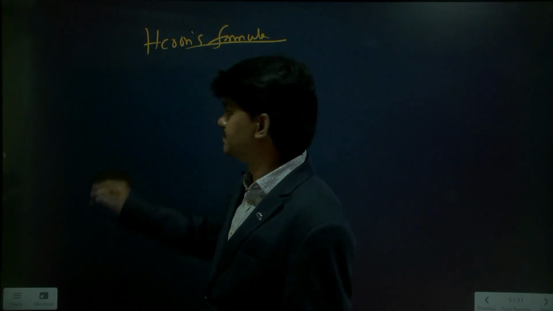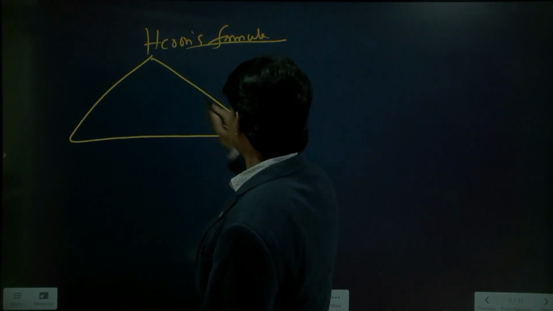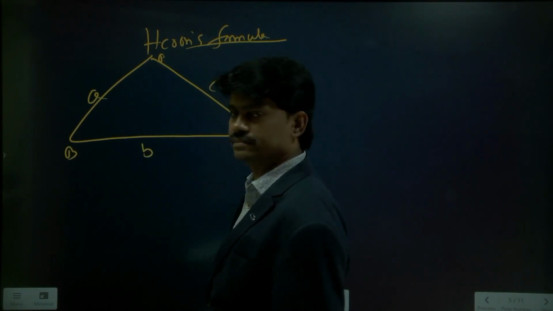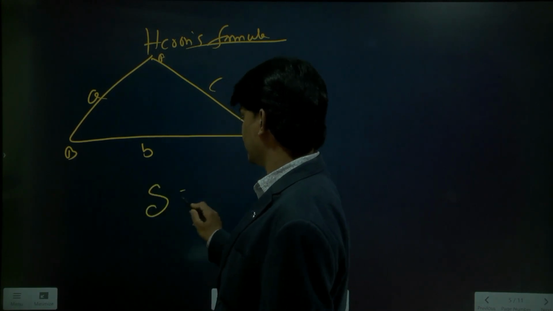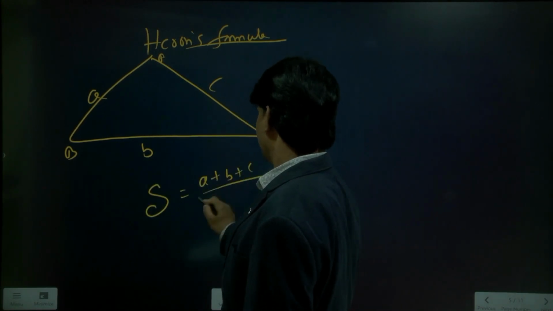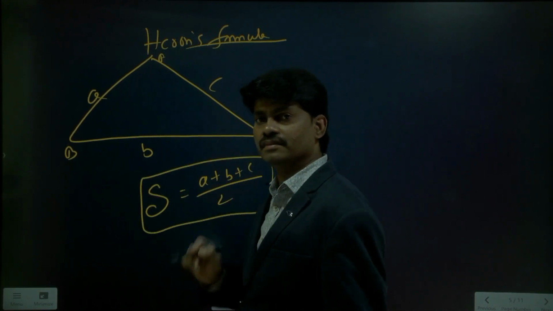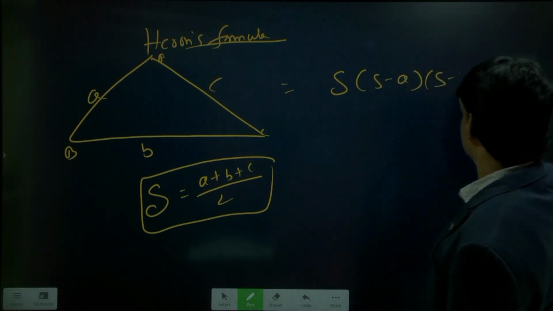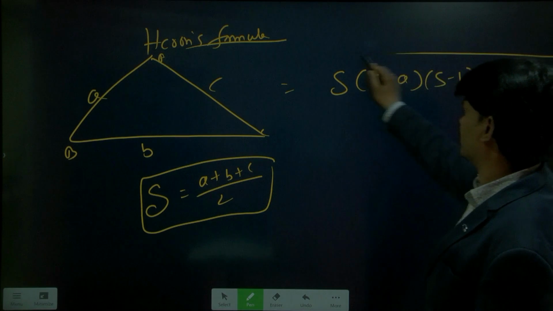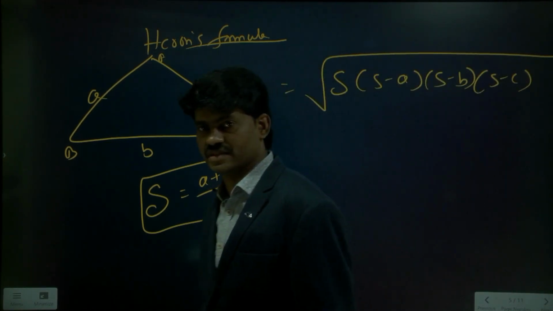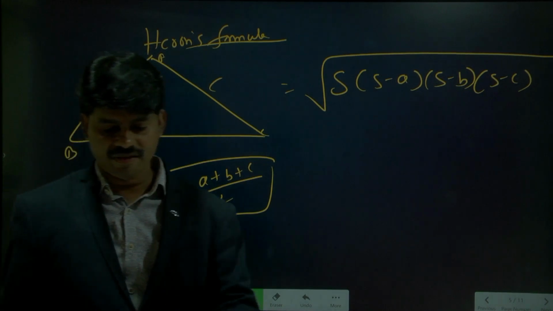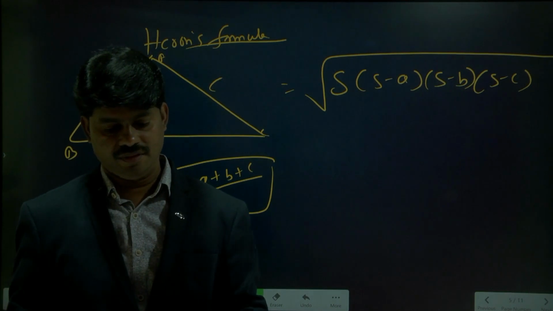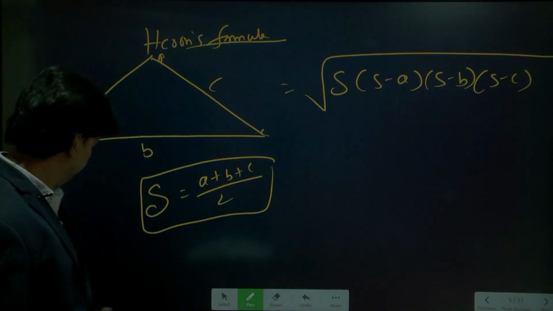What is the Heron formula? The sides of any triangle might be A, B, C, and the semi-perimeter S is A plus B plus C by 2. Then the area is equal to the square root of S into S minus A into S minus B into S minus C. Next, let us see all this.